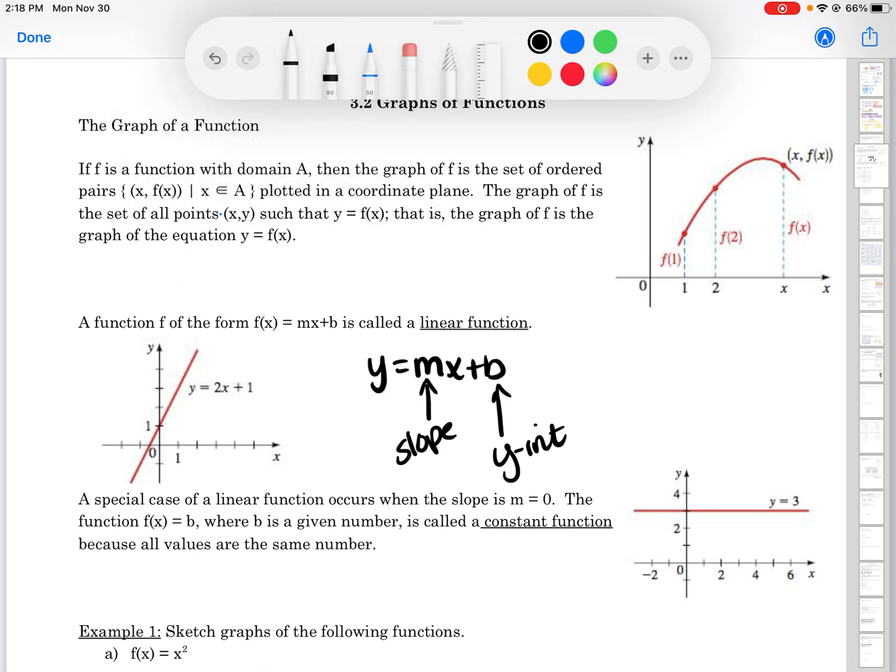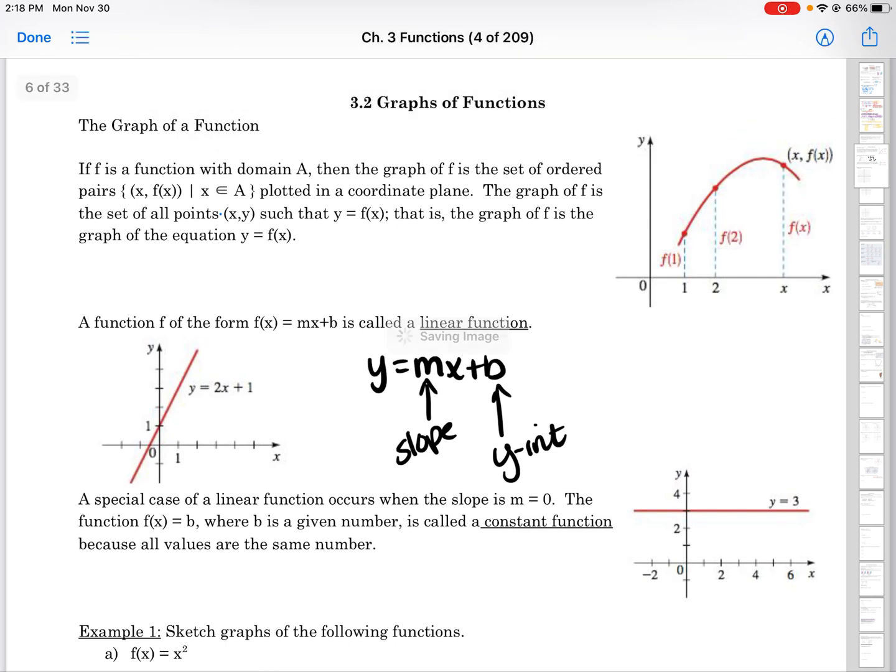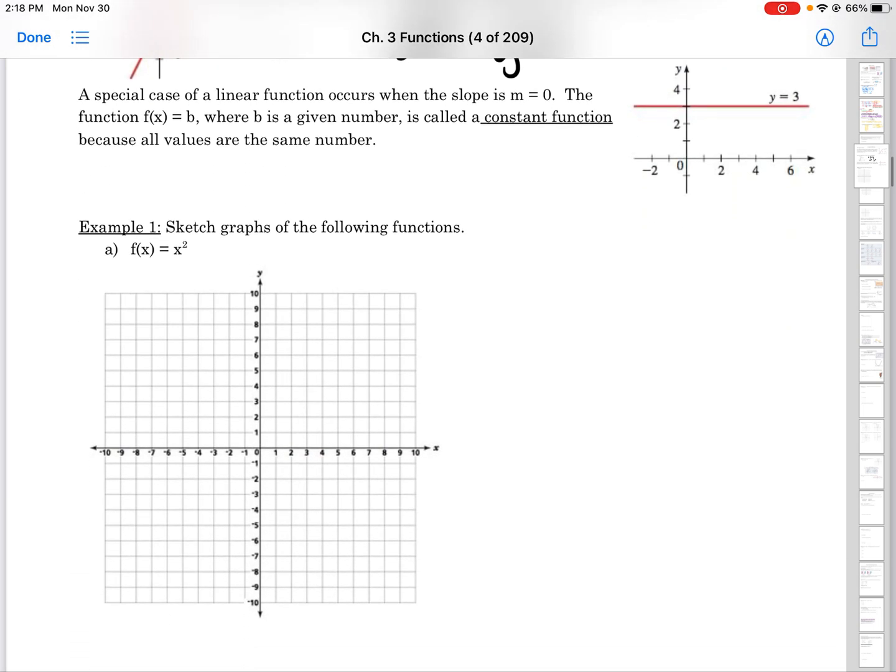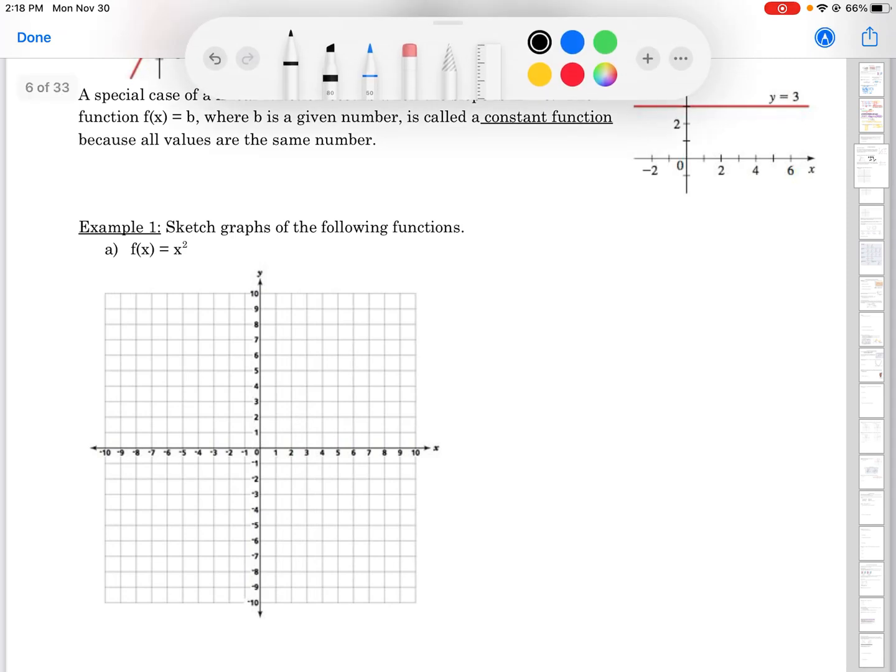And then we can have special cases of linear functions, and that's where our slope is 0. For that case, we call that a constant function, where it's always the same value. So in this case, we see y equals 3, or you might see f of x is equal to 3. And that would mean that no matter what x is equal to, the y value or the output is always the same. But we don't always see linear.